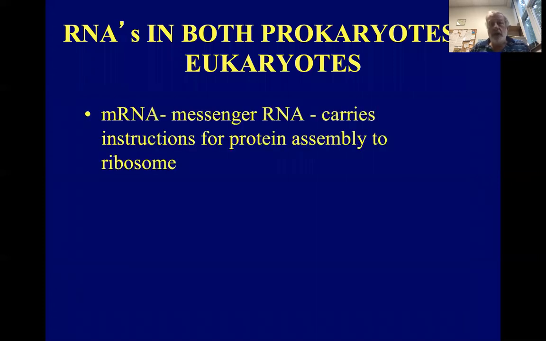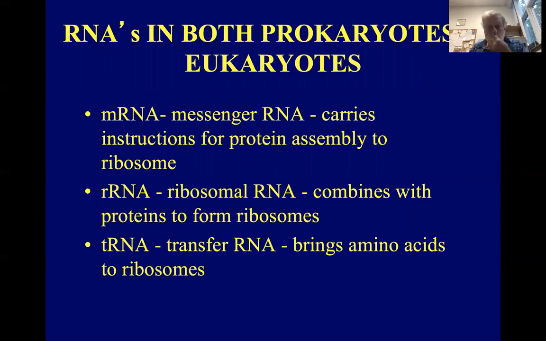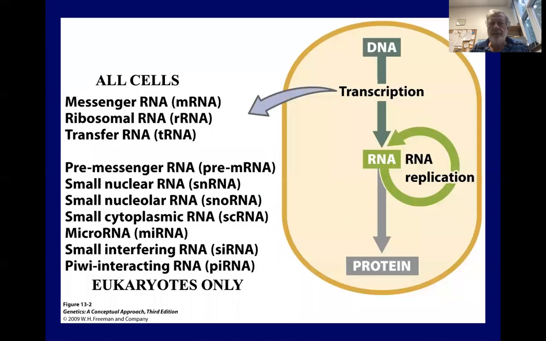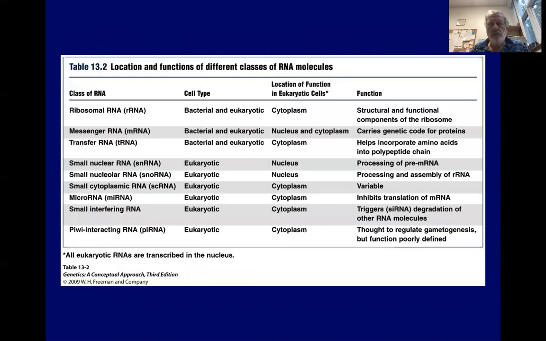So there are 3 RNAs that are present in both prokaryotes and eukaryotes that are all important in the process of translation or protein synthesis. Messenger RNA, ribosomal RNA, and transfer RNA. And you can read what they do as well as I can. This shows you that all cells have those types, and then there are several other more specialized RNAs in eukaryotes only. We won't talk about those too much, but we'll allude to them once in a while. And this again is a table from the book talking about what some of these different RNAs do. We're going to focus on the 3 top ones: ribosomal, messenger, and transfer RNAs.